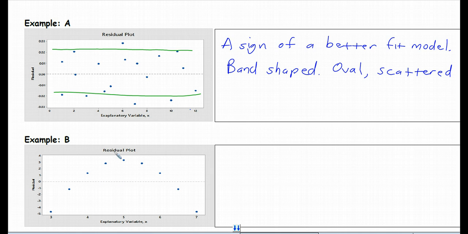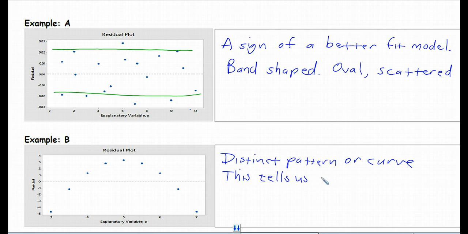Now down here, what do we see? We see a distinct pattern, don't we? This kind of upside down U shape. This upside down U has a strong pattern to it. Here's still our 0, and this is what we don't want to see. So this has a distinct pattern or curve. What does this tell us? This tells us that the given model may not be the best fit.